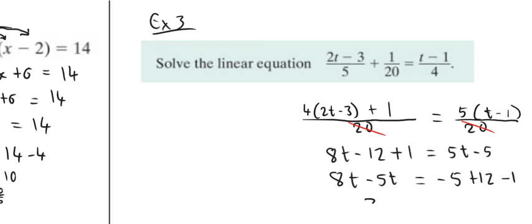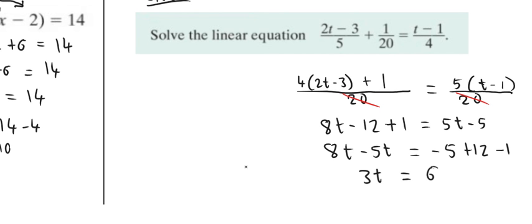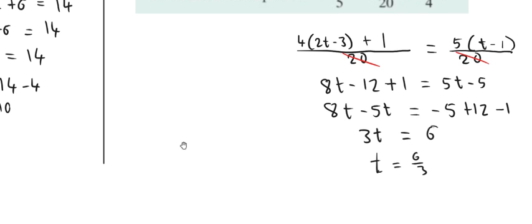8t minus 5t here is 3t. And that will give us 6 there altogether, minus 5 plus 12 minus 1. I'm almost finished then. t has been multiplied by 3, so I bring the 3 across and I divide it, 6 over 3, and we get t is equal to 2. And we're done.